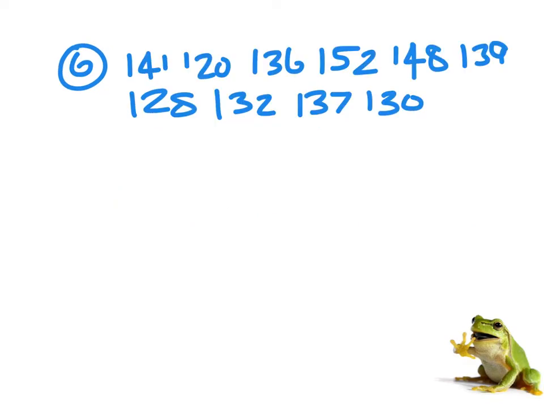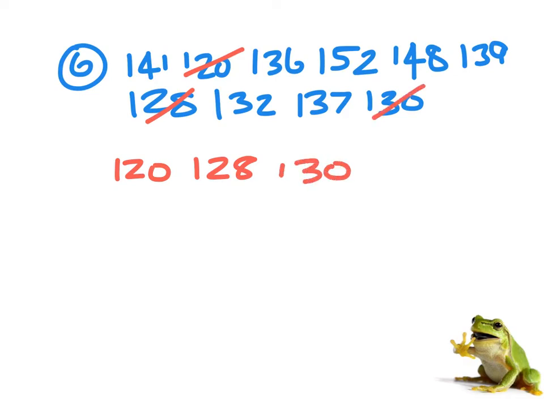Question 6, a 5-figure summary. So we need to take these 10 numbers and we need to write them in order. So the first one is 120, that's the smallest. Then we've got 128. Then we've got 130. And so on and so on and so on. I'll let you finish them off. So you'll end up with 1, 2, 3 numbers so far, 4, 5, and then remember come back, 6, 7, 8, 9, your 10 numbers.